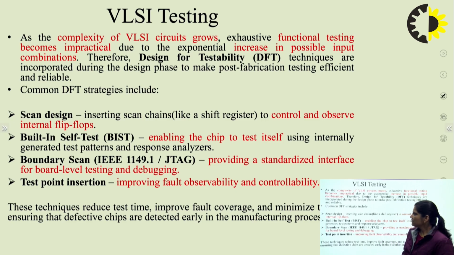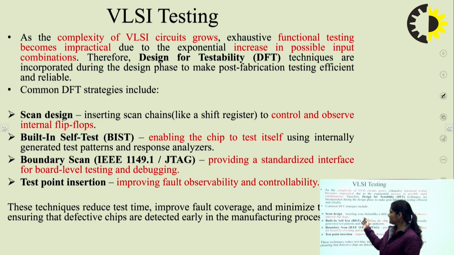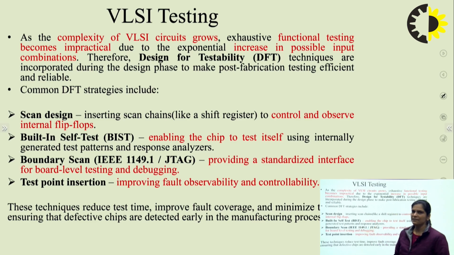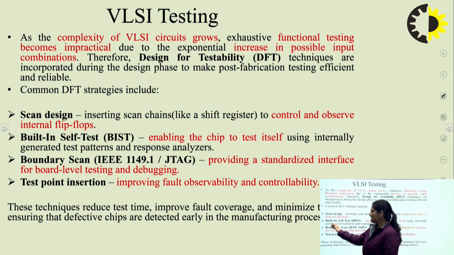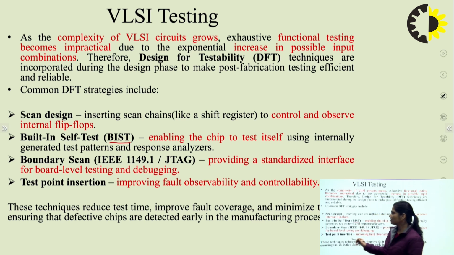Now there are some strategies for design for testing. First one is scan design. Second is built-in self-test, that is also BIST. Now third is boundary scan, that is also known as IEEE 1149.1 JTAG. Now the next is test point insertion. So we will discuss all these techniques of design for testing one by one.